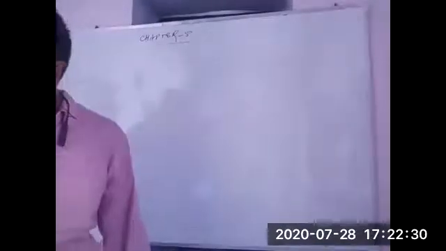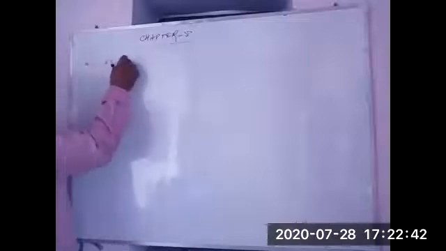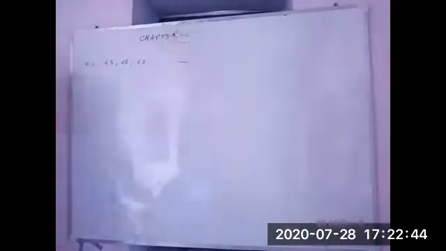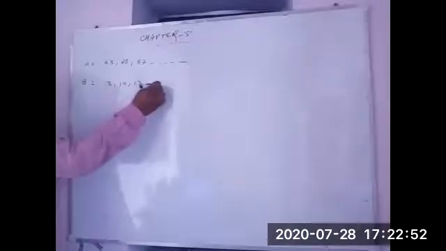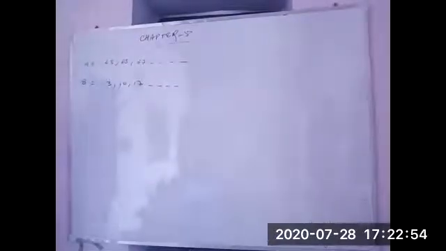Into the next question now. There are two APs. First AP, let us assume it is A: 63, 65, 67, and so on. And the next is 3, 10, 17, and so on. Okay, what are they asking in the question? For what value of n will these have the equal term?